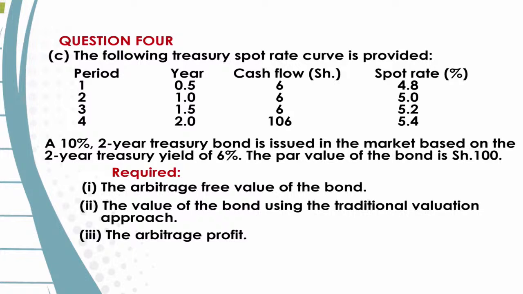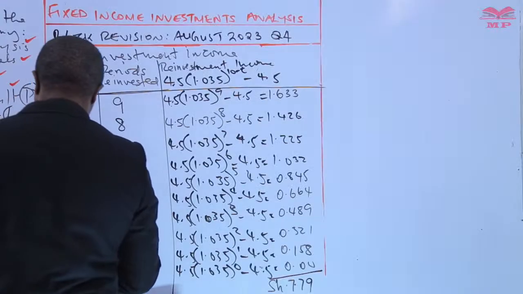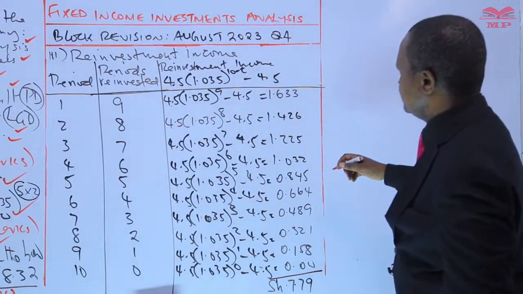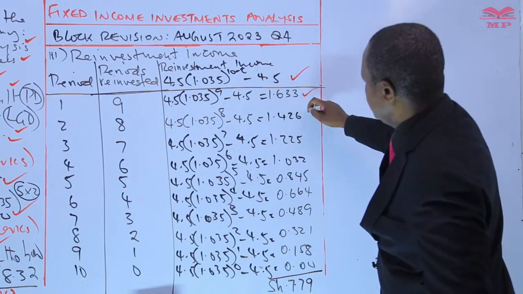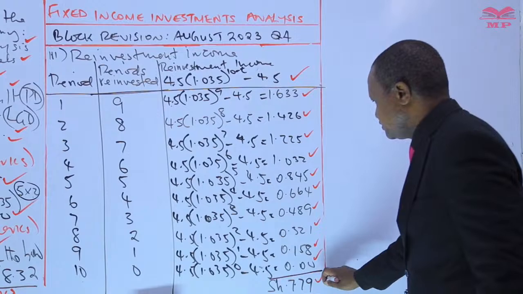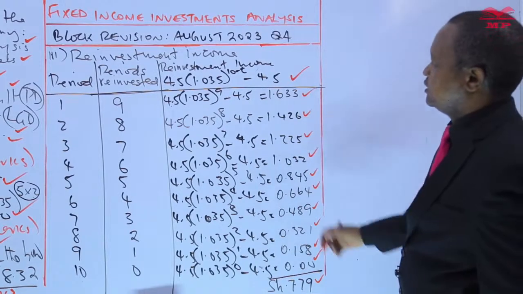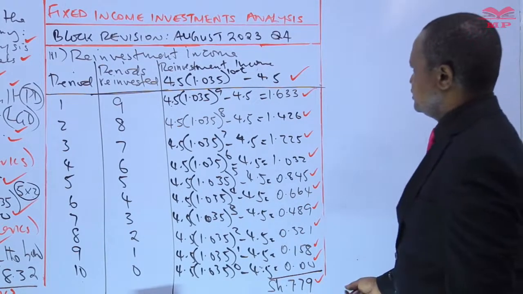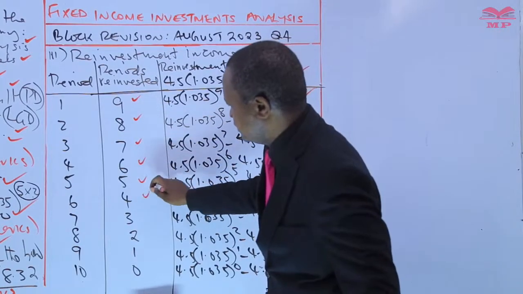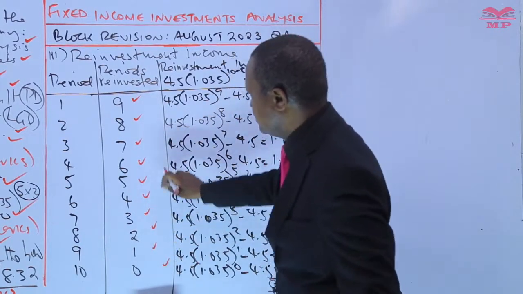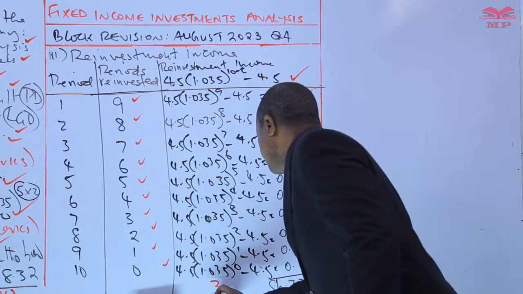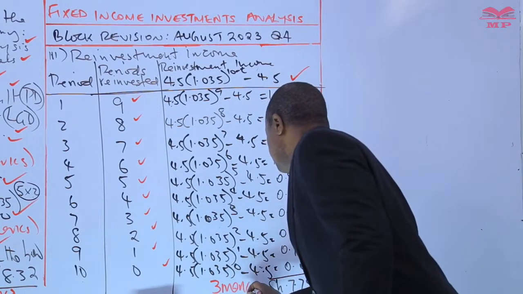But first of all, this investment income is how many marks? 3 marks. All this was to earn the candidate just 3 marks. All these we worked out. The marks are added here. 3 marks.